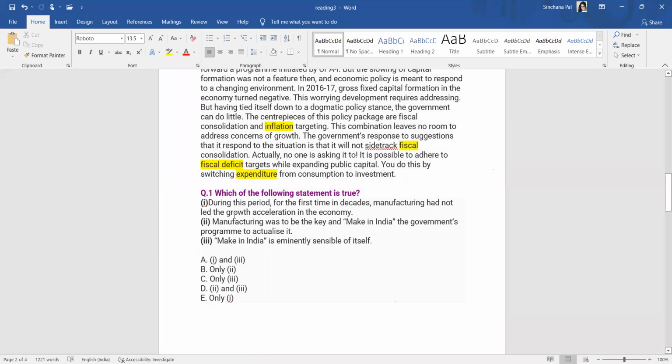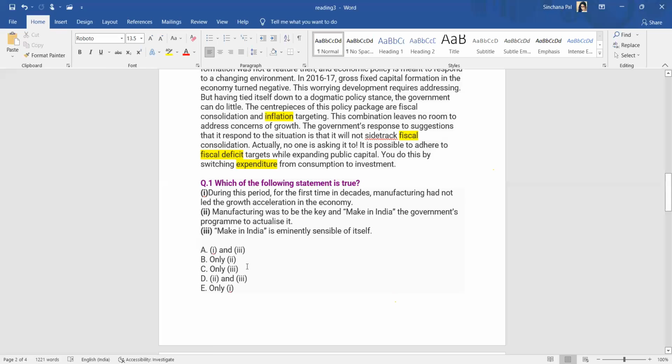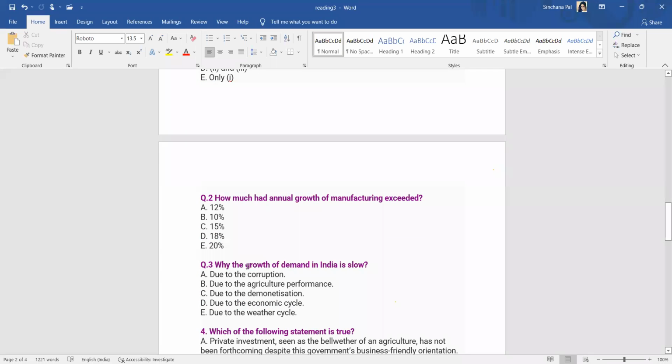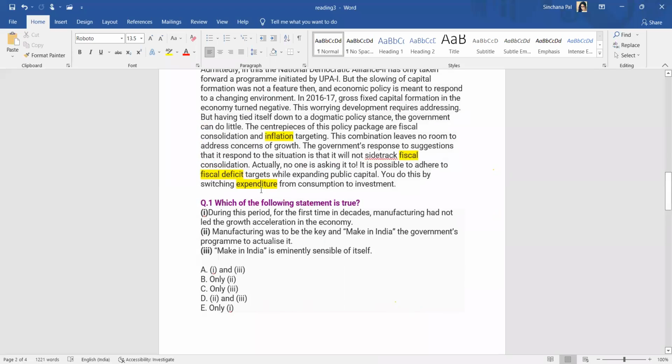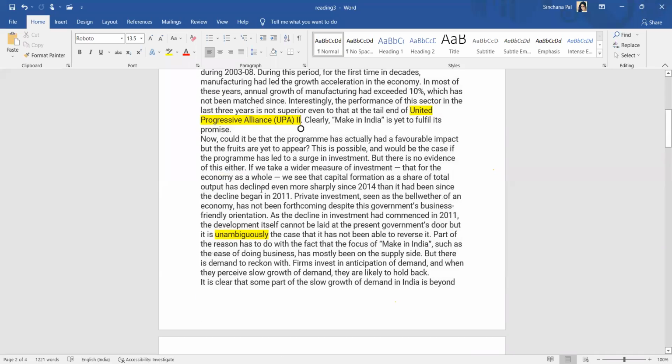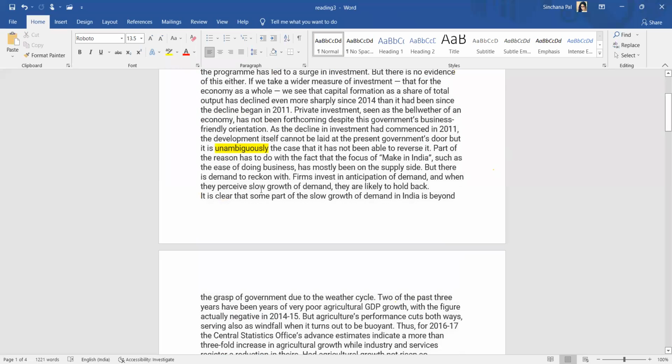Now if we come to the first question: during this period for the past 10 decades, manufacturing had not led the growth acceleration of the economy. There are three options. Manufacturing was to be the key in making the government's program actualize it. What do you think? I think one and two are correct. How much annual growth of manufacturing exceeded? 10%.